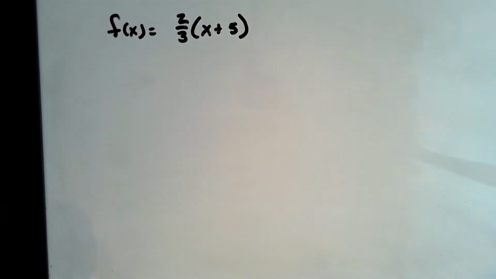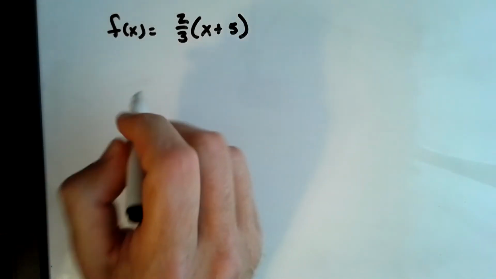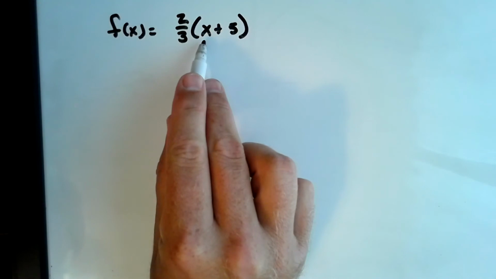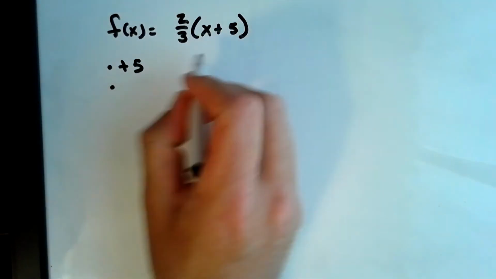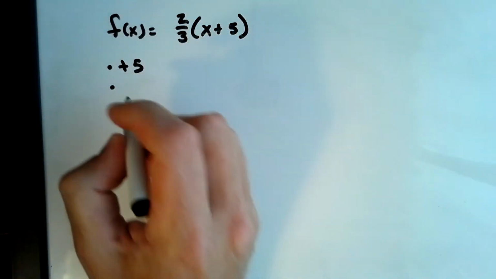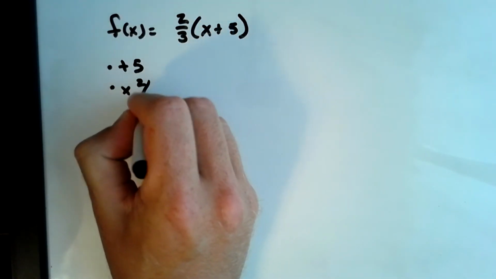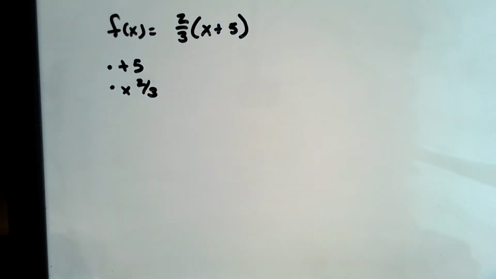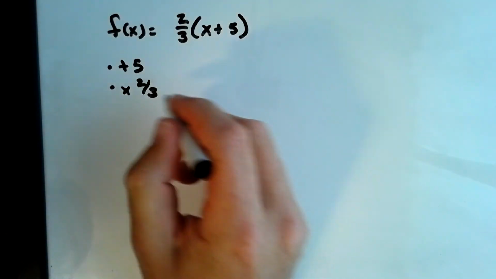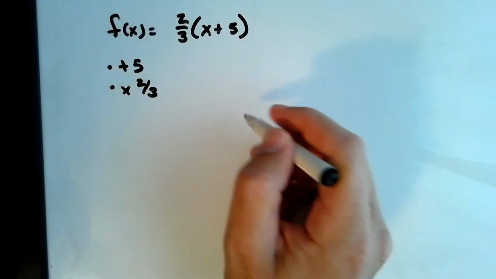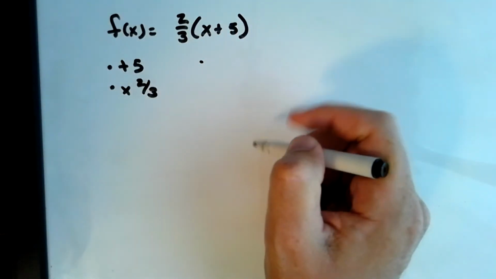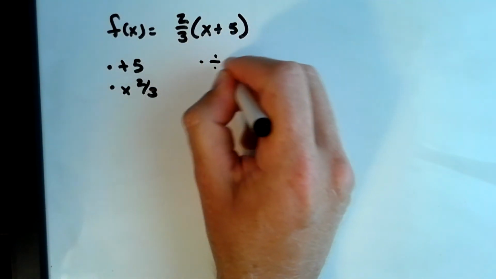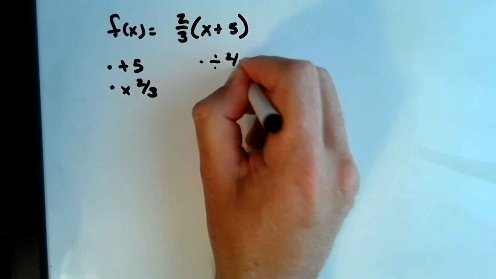We will now see how this is going to be helpful for us in finding inverse functions. So if I look at this function, the first thing I do to x is add 5. And after adding 5, we would multiply by 2/3. To find the inverse, I'm going to take these two steps and reverse their order and take the opposite. So the opposite operation of multiplying by 2/3 would be to divide by 2/3.